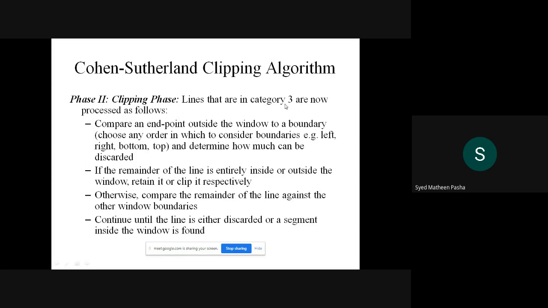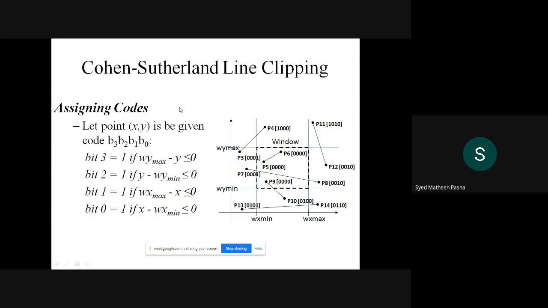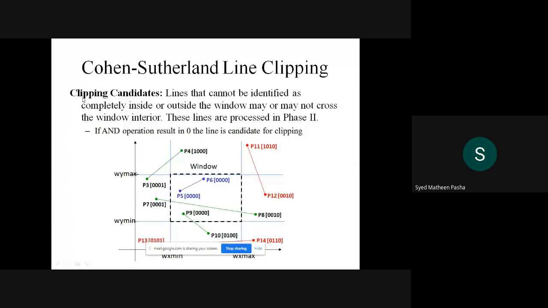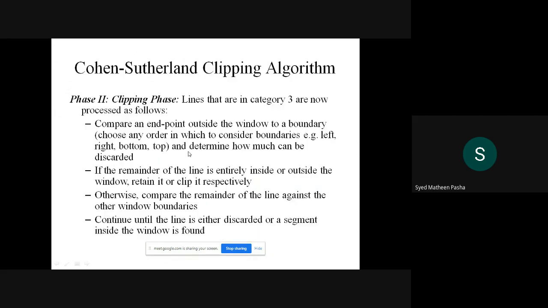Lines that are in category 3 are now processed. That is nothing but the previous phase, that is, the clipping candidate. This is the third category, right? That is the clipping candidate, where you have to perform clipping. How to perform that clipping? First, it will compare an endpoint outside the window to a boundary. That is, we will check if that endpoint is outside the window.